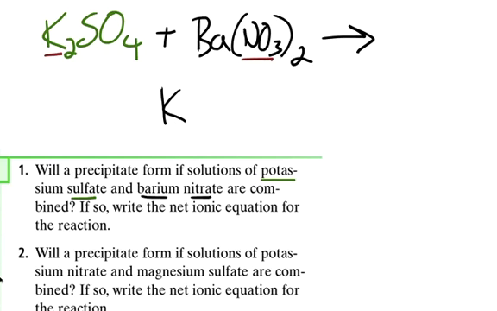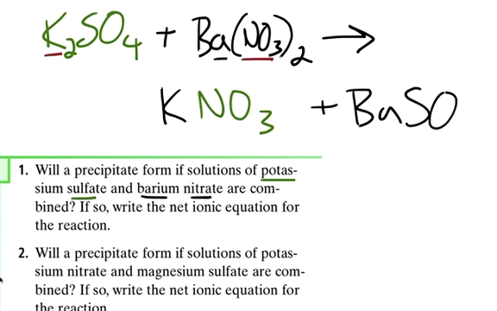We'd have KNO3, and our other option would be Ba with SO4. Barium is +2 and sulfate is -2, so BaSO4. Okay, so will a precipitate form?